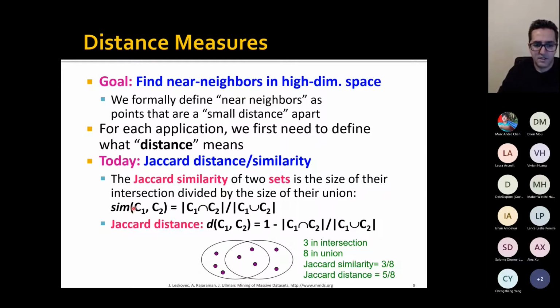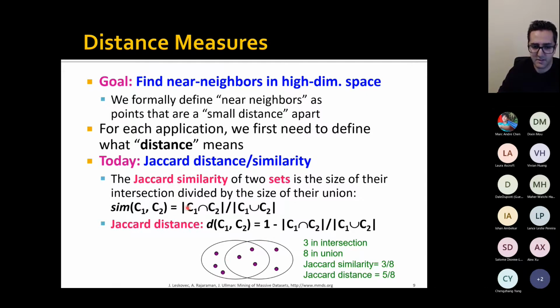Okay, so the Jaccard similarity of two sets, C1 and C2, is defined as the size of the intersection, how many items are shared between these two sets, divided by the size of the union. To give you an example, I have two sets, and I'm visualizing them like this. They have three common elements. So what is the Jaccard similarity for these two sets?